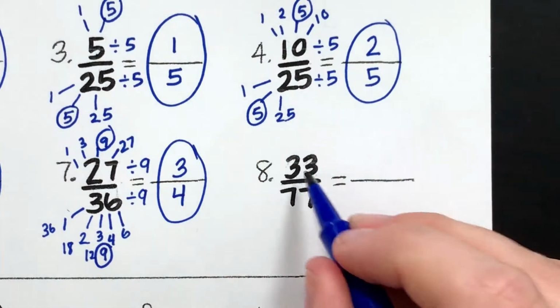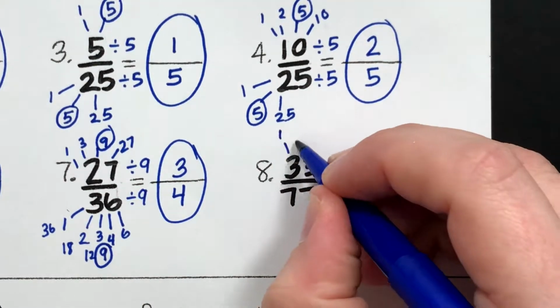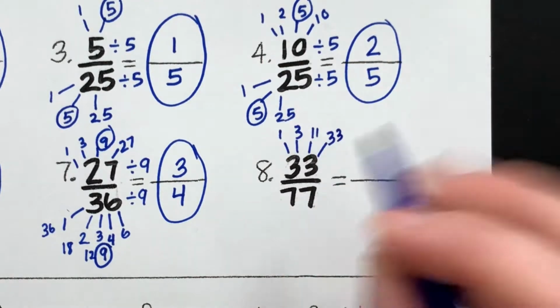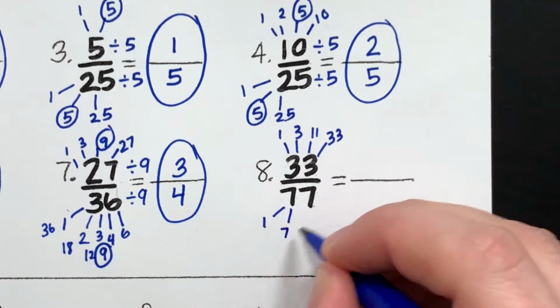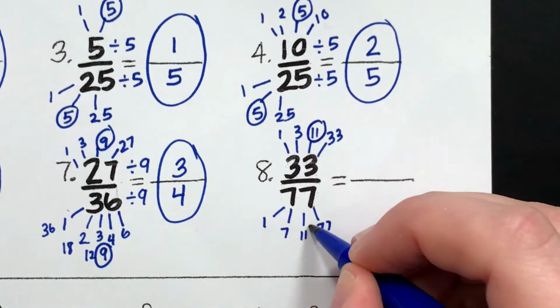All right, last one in the section, 33 over 77. So 33's factors are 1, 3, 11, and 33. And the factors of 77 are 1, 7, 11, and 77. So our GCF here is 11.